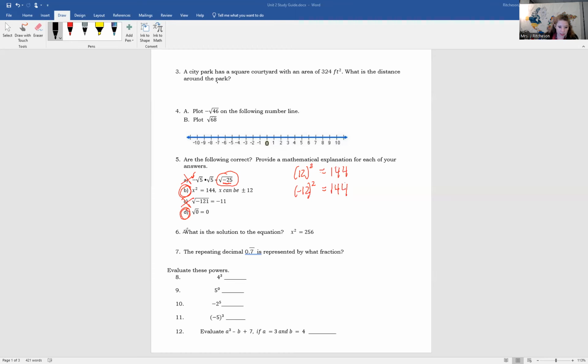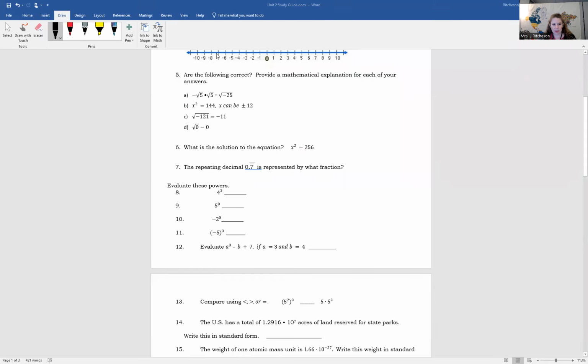All right, number 6, what is the solution to x squared equals 256? Basically, all we're doing is looking for the square root of 256. And technically, there are 2 answers. It's both 16 and -16. Either of those numbers squared is positive 256. If they only want one answer on that one, just use the positive answer. Okie dokie.